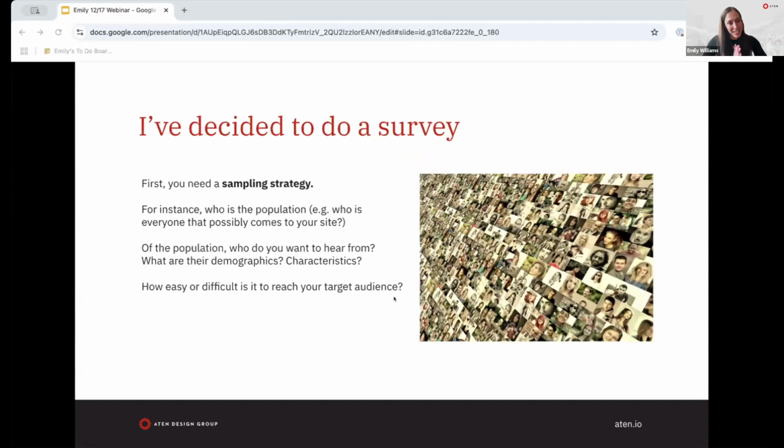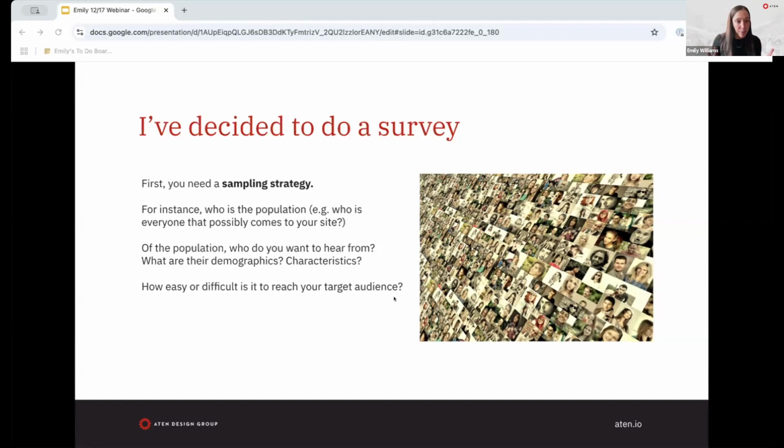But today, you've decided that you want to do a survey. So first, you need a sampling strategy. And a sampling strategy could be an entire other webinar, but I want to touch on it because the idea of representation is really important. When you design a survey for a website redesign, it doesn't necessarily have to be as statistically robust as major national surveys, but you want to think about who the audience of your website is and specifically who of that audience you want to hear from.